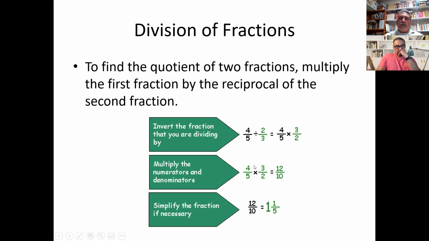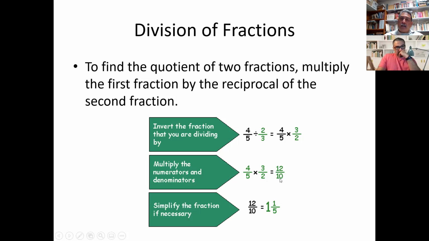And then do the multiplication. 4 times 3, 12. 5 times 2, 10. 12 over 10. Now notice here, 12 over 10 is an improper fraction. So I divide it. I want to make it as a mixed number. 12 divided by 10. 10 goes into 12 one time.